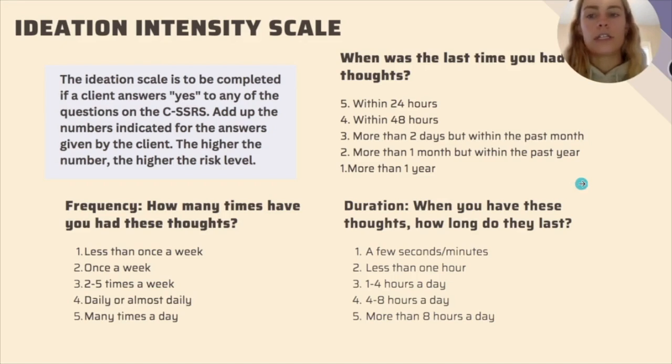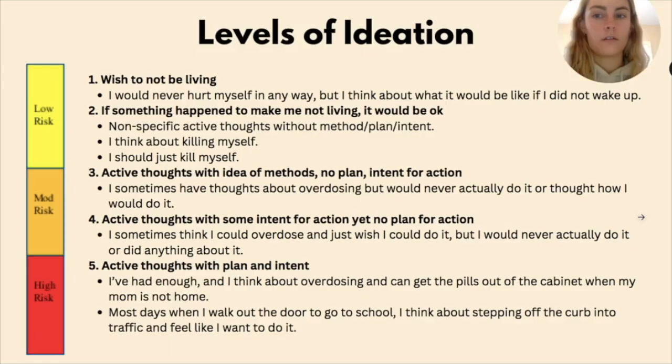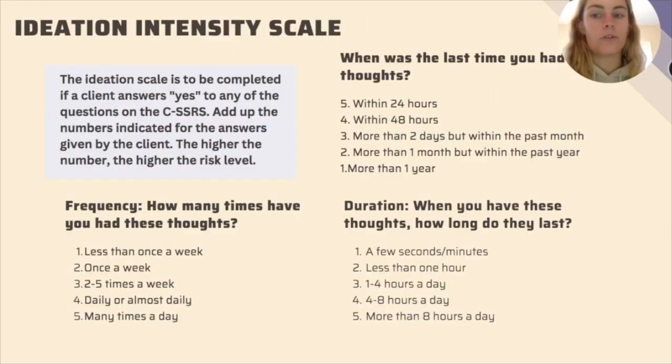So the ideation intensity scale. The ideation scale is to be completed if a client answers yes to any of the questions on the CSSRS. You add up the numbers indicated for the answers given by the client, and the higher the number, the higher the risk level. So when we look at the CSSRS, if any of these 6 is answered yes, is when we will do the ideation intensity scale.